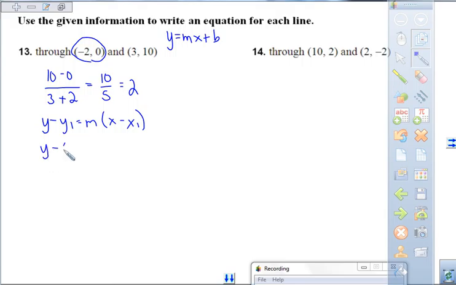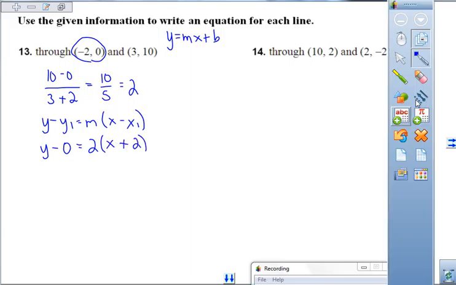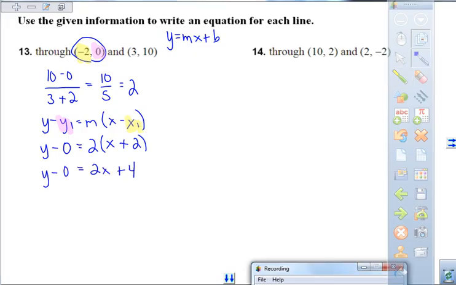And we get y minus 0 equals 2 times x minus negative 2. So this is my x sub 1, and this is my y sub 1. So I am going to distribute, and y minus 0 is just y.